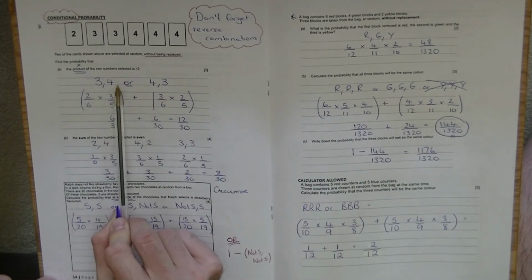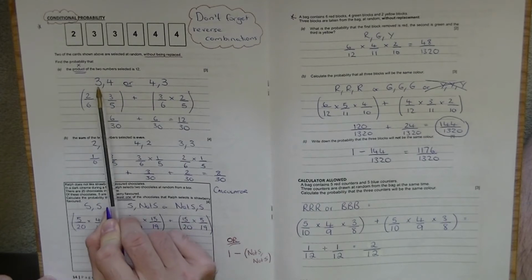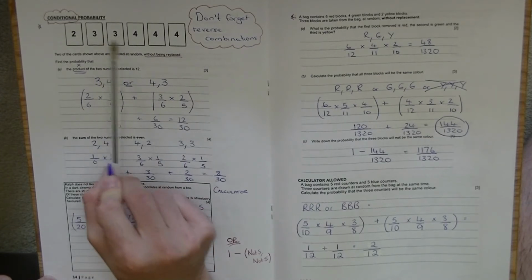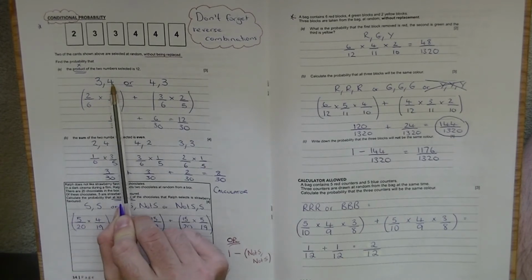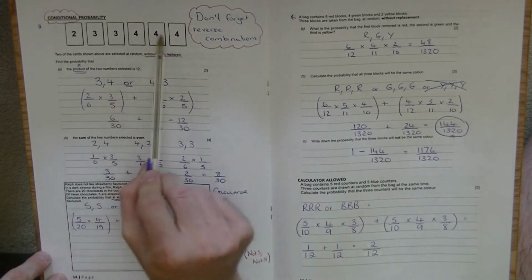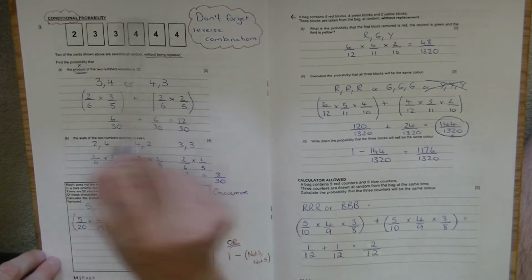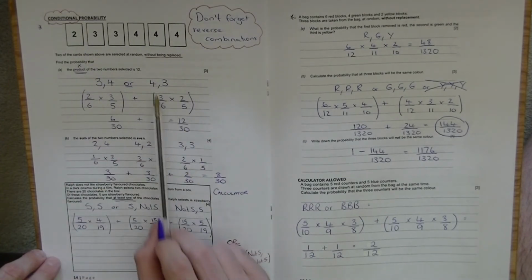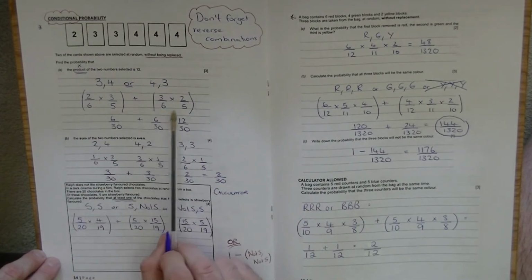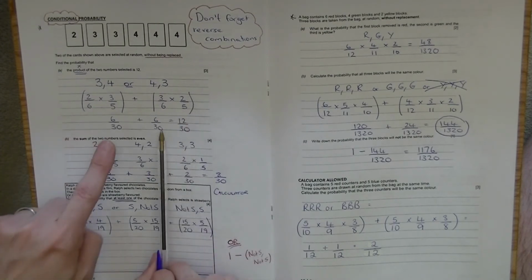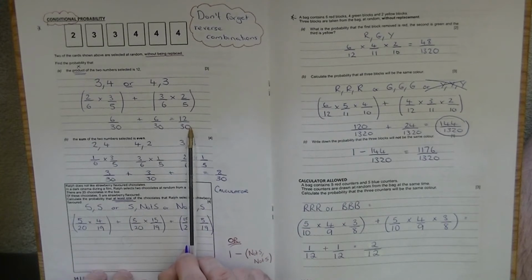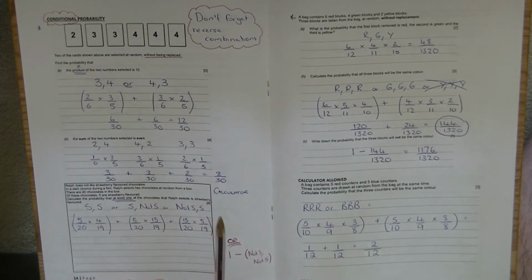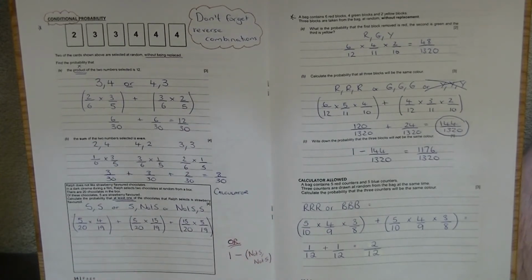For 3, 4, I've looked at the probability of getting a 3, which is 2 out of 6, and multiplied it by the probability of then getting a 4, which is 3, but now out of 5, not 6 cards. I've done the same for 4, 3, 3 out of 6 times 2 out of 5. Worked both out, added them together, and left the fraction as 12 over 30. No need to simplify unless they tell you differently.